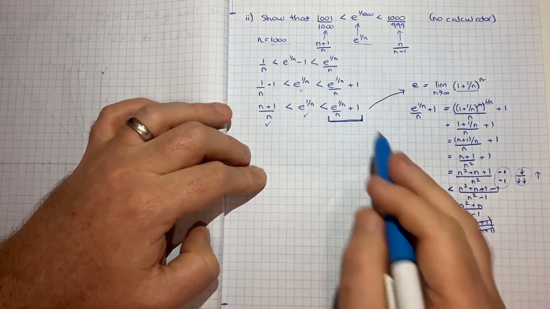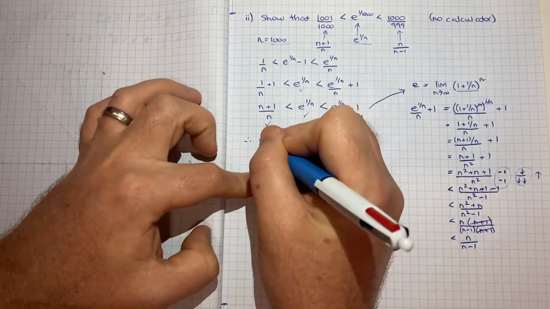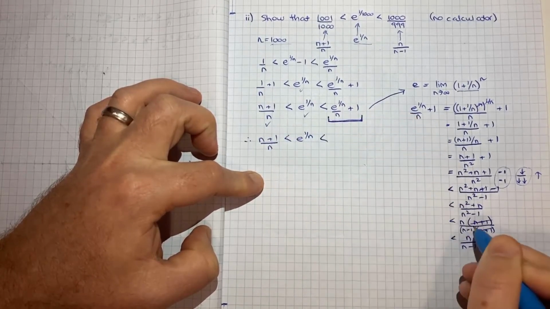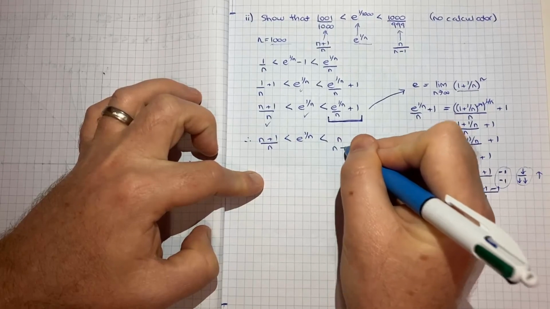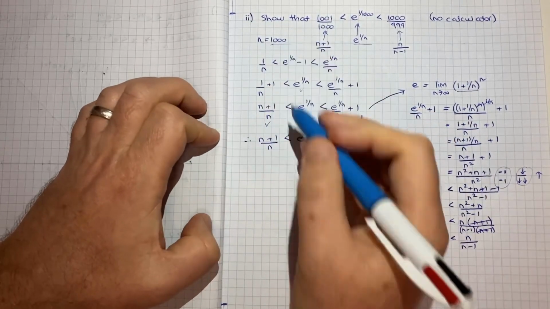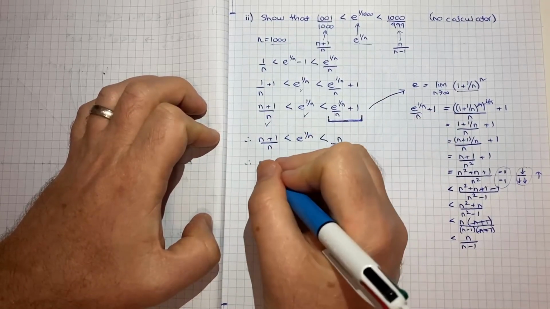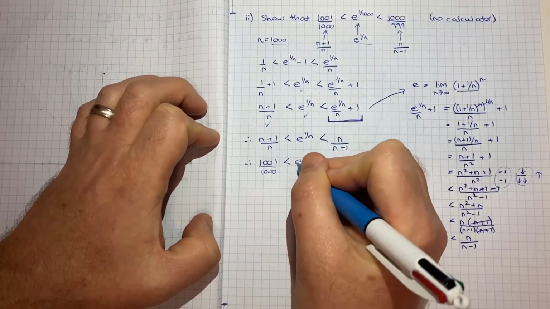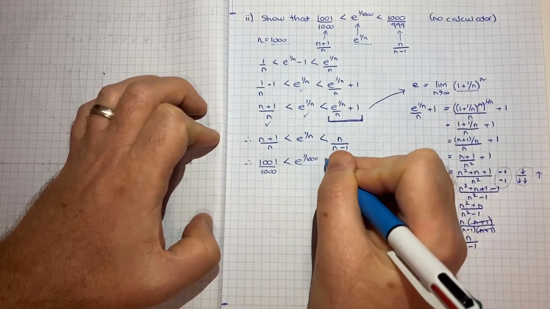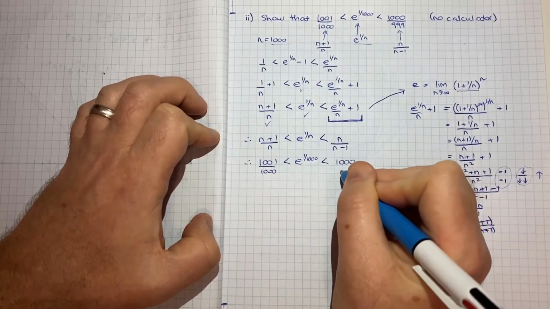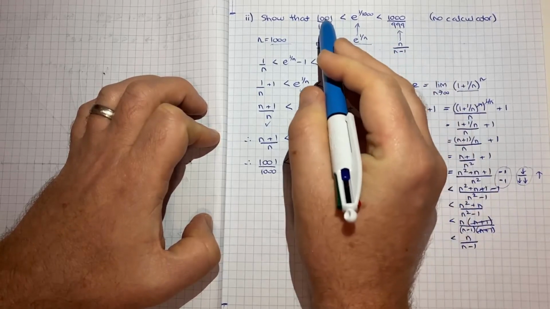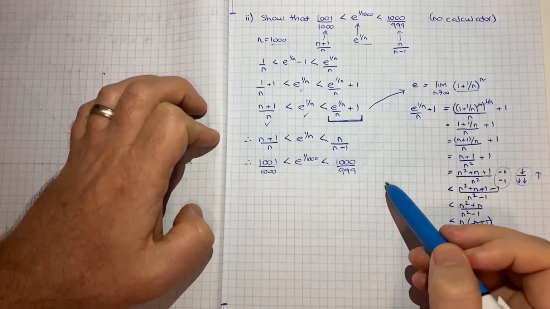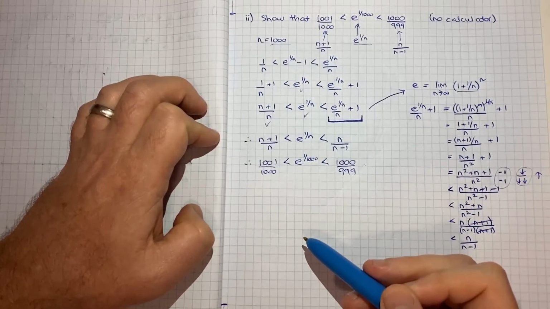But now what I can do is say, therefore, (n+1)/n is less than e^(1/n), which is less than n/(n-1). So let's put n equal to 1,000. Therefore, 1,001/1,000 is less than e^(1/1000), which is less than 1,000/999, which is what the question asks us to show. And we haven't used the calculator, so I think that deals with the question.